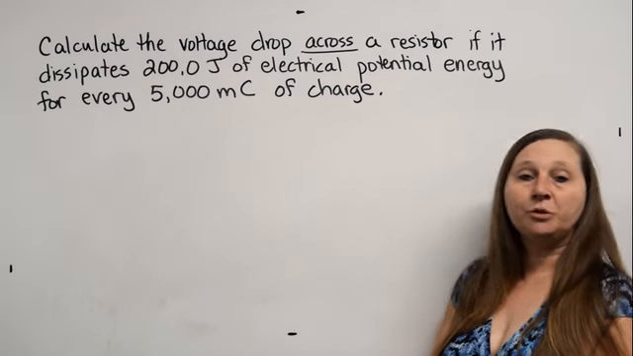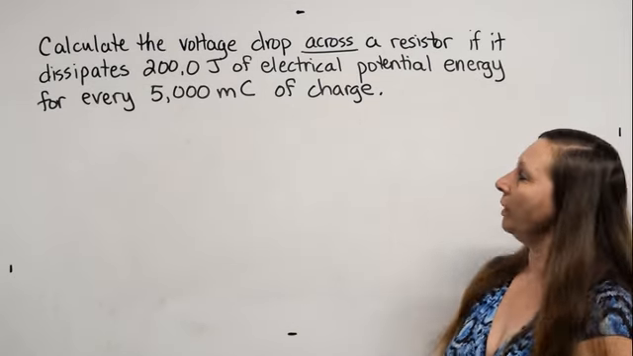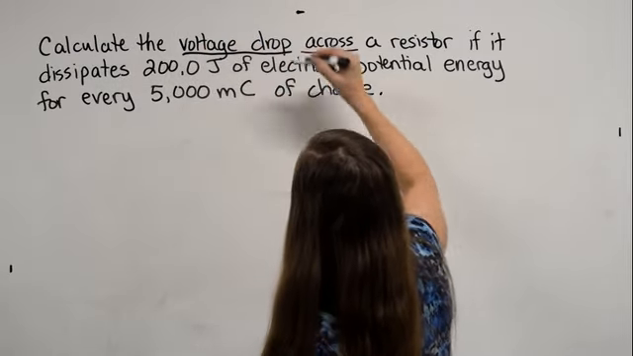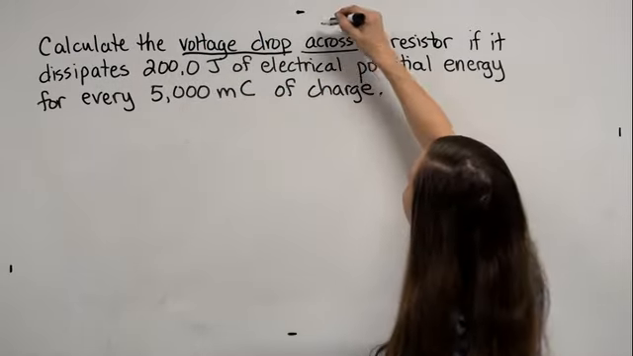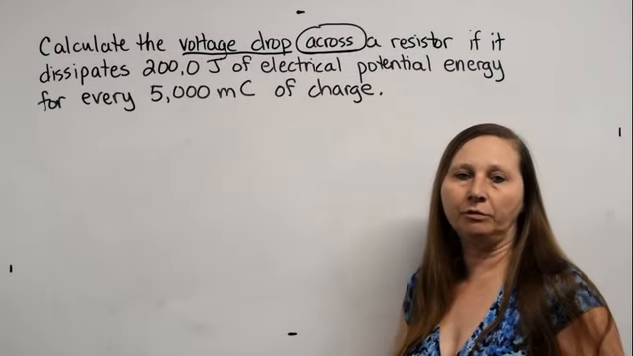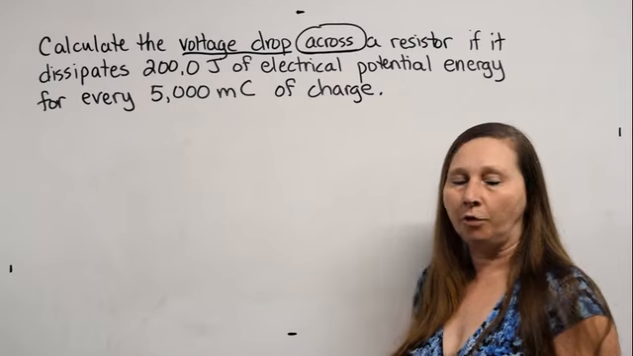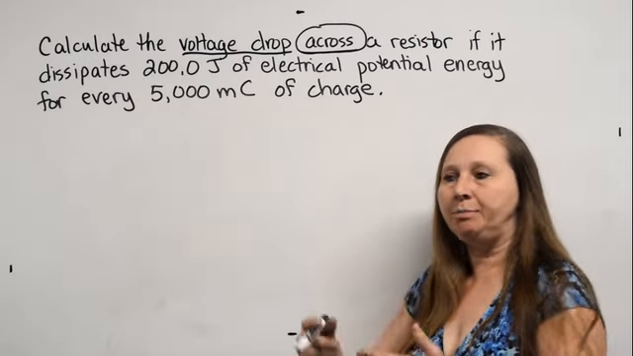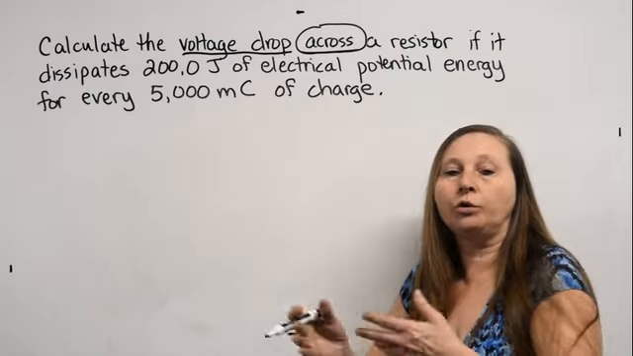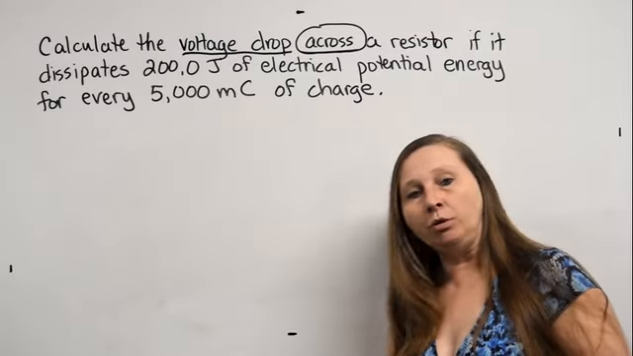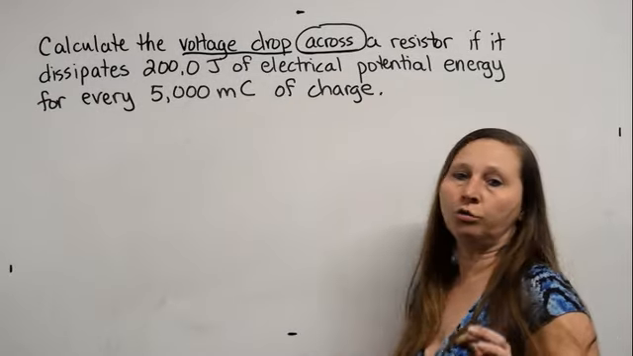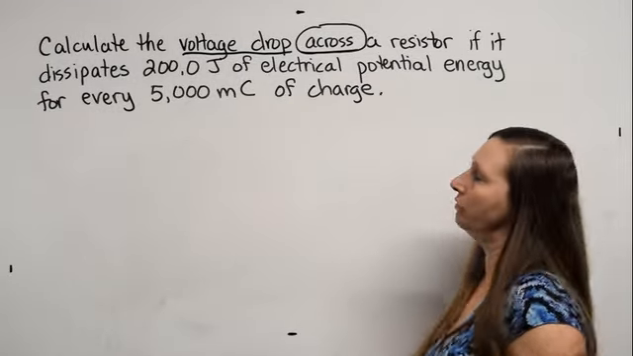All right, here's our first problem using the voltage equation. It says calculate the voltage drop. We know that's a phrase that means voltage. Now the word across is going to come up a lot when you're talking about voltage, because we speak of voltage as traveling across or through a component or a device, such as a resistor. So you're going to see that word across very often when they're referring to voltage.